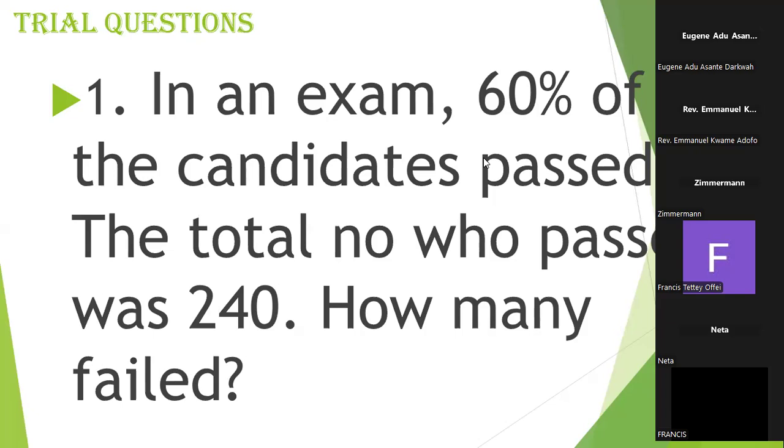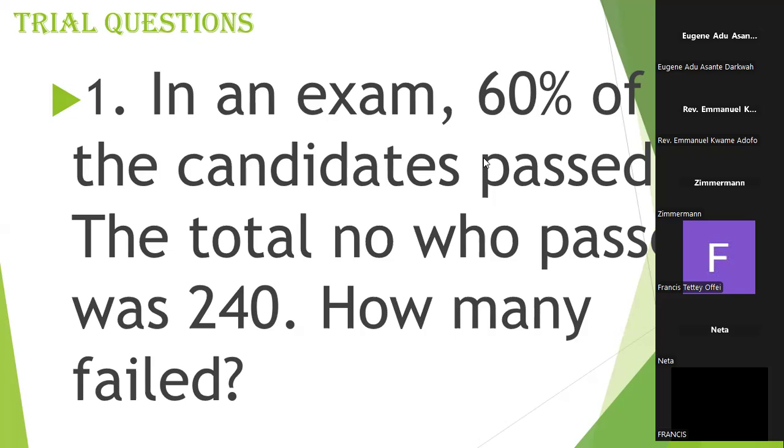Papa Eugene, how did you get your answer? And then Mama should also prepare. If in an examination 60% of candidates passed, then we are looking at the total number who passed. We will divide the 60% over 100 times the number of students who failed, that is the 240, and you arrive at the 144 as the answer.